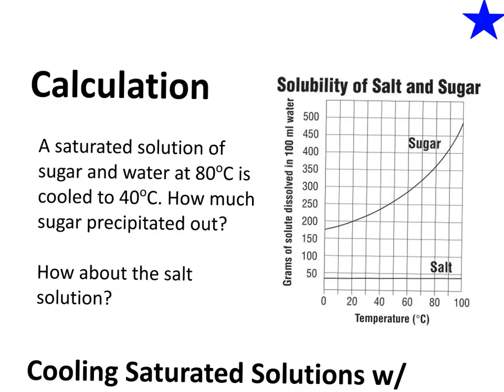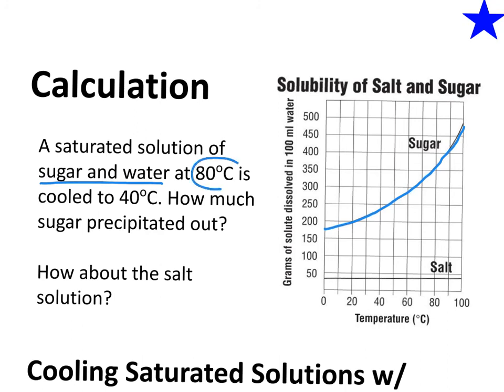When working with this, it is important you know how to do the calculations. I will always give you a chart when we're doing this, but essentially, if I have a saturated solution of sugar and water, and I give you two different temperatures, you should be able to tell me how much is precipitated out. So for example, in this first one, it tells me that I'm working in a sugar and water solution. So I need to look at my sugar line.